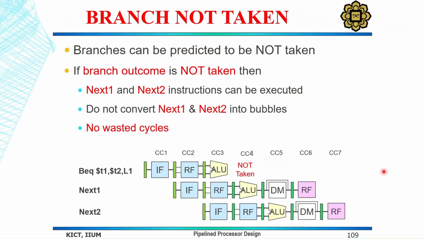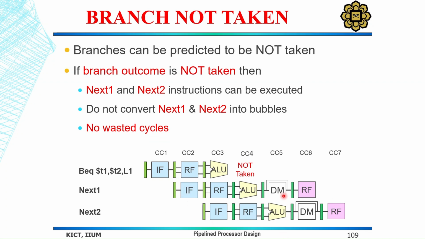So if the branch is not taken, branches can be predicted to be taken. If the branch outcome is not taken, then next one and next two can be executed as normal. So do not convert next one and next two into bubbles, and there are no wasted cycles. The pipeline stages will just operate as usual, just like any other instructions.